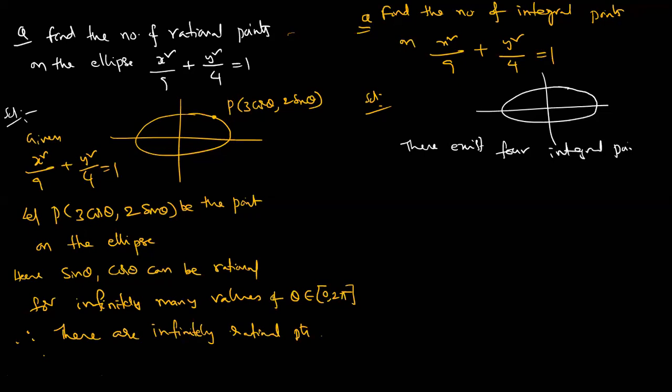What are they? Can anyone see what the vertices are here? A, how much? That is 3, 0. B, 0, 2. A dash, minus 3, 0. B dash, 0, minus 2. So these are the integral points. Yeah, exactly.